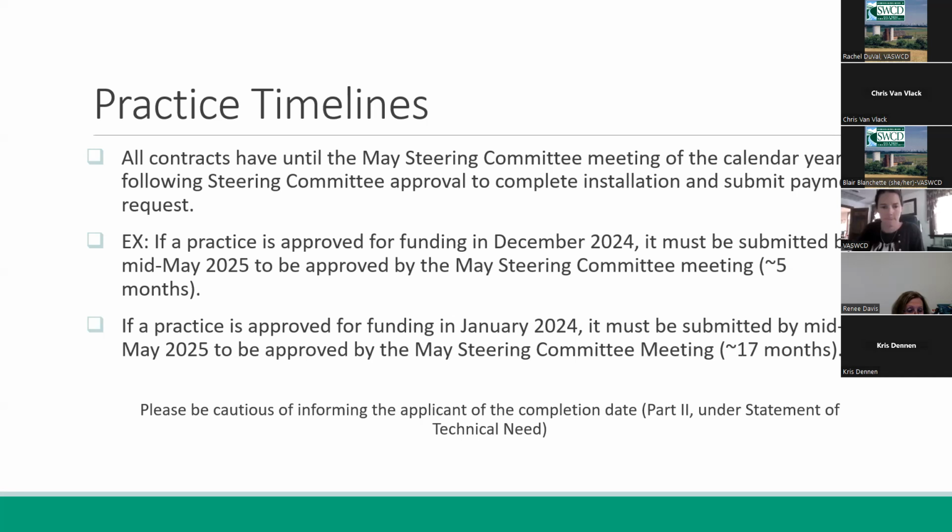What's challenging is, in this instance, we're talking about calendar years, not program years. So I provided 2 examples to kind of detail this. If a practice is approved for funding by the steering committee in December of this year, 2024, it must be submitted to the steering committee for payment by mid-May 2025. So it's 5 months to install.